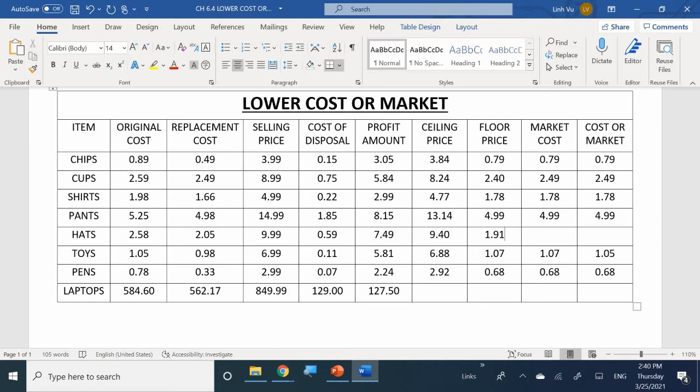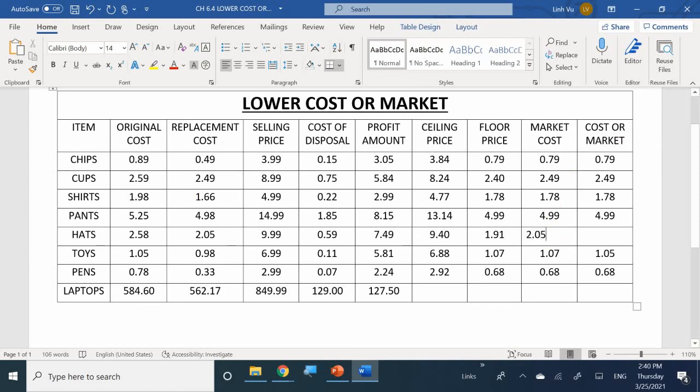The $9.40, good. Which one's lower, $2.05 or $1.91? $1.91 is lower. So what is going to be in the middle? You don't need to do math. The $2.05 is going to be in the middle. So there you go, that's your market.